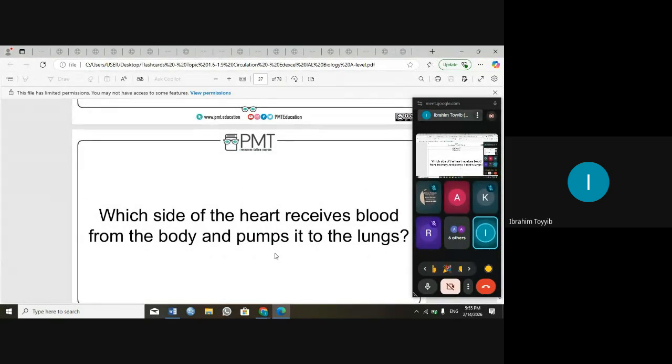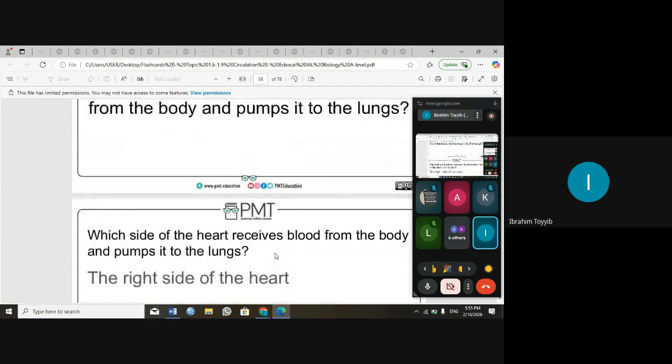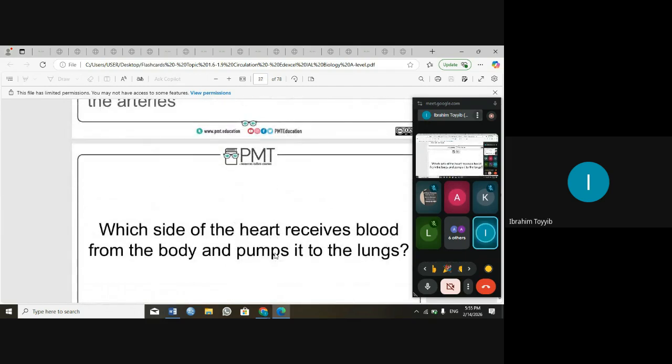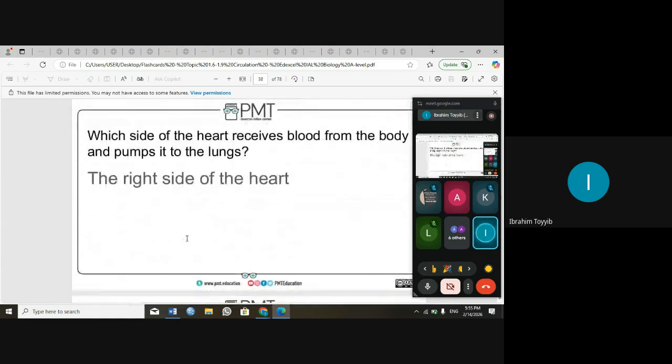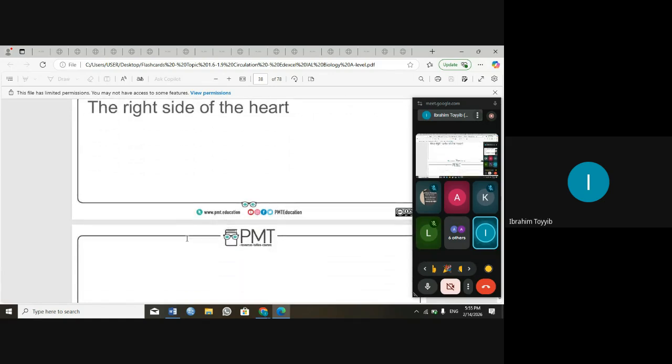Okay, let's look at this. Which side of the heart receives blood from the body and pumps it into the lungs? The right ventricle. That's the right side of the heart. They are not talking about a chamber, they are talking about a side. We have the right side and the left side. So it's the right, and at the right side you have the right atrium and the right ventricle.